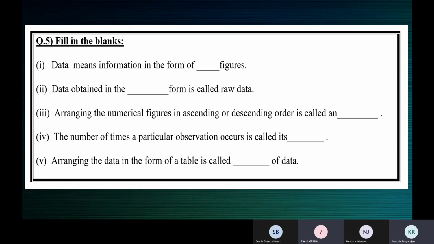Okay, one of you, Anugraha. Ma'am, can I tell the answer? Yes, Anugraha. Second one, data obtained in the original form is called raw data. Very good. Nandana, third one, arranging the numerical figures in ascending or descending order is called an array. Very good. It's called an array.